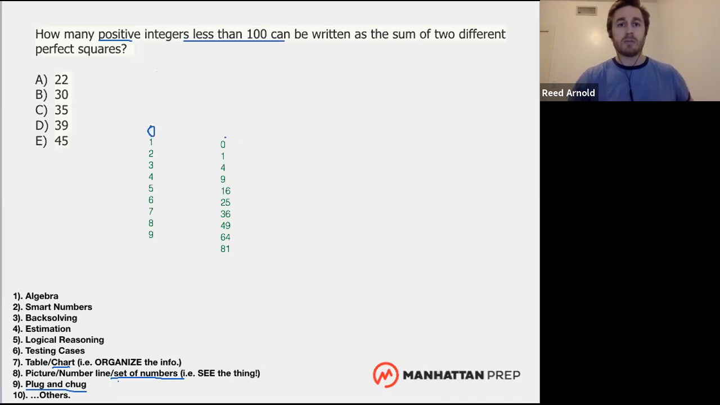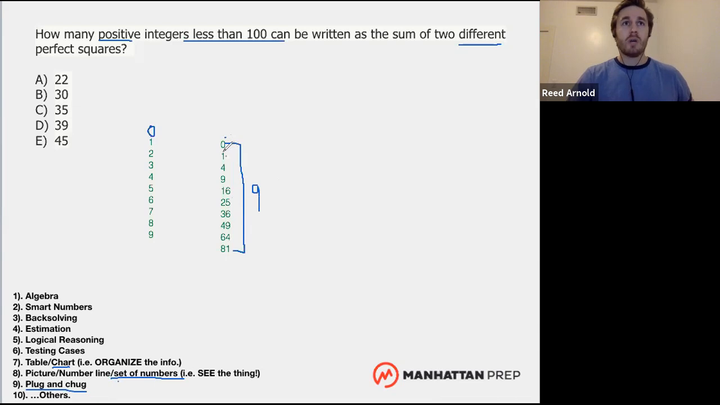And now it becomes a game of, okay, how can I add these things together? Well, I can add 0 to 1, I can add 0 to 4, I can add 0 to any of these numbers. It does specify these have to be different, so I can't add 0 plus 0, and also that wouldn't be positive, but I can add 0 to 1, 4, 9, 16, 25, 36, 49, 64, or 81. That's 9 options right there. It's not 10 because I don't want to include 0 itself. I want to think about the 9 other numbers I can add to 0.